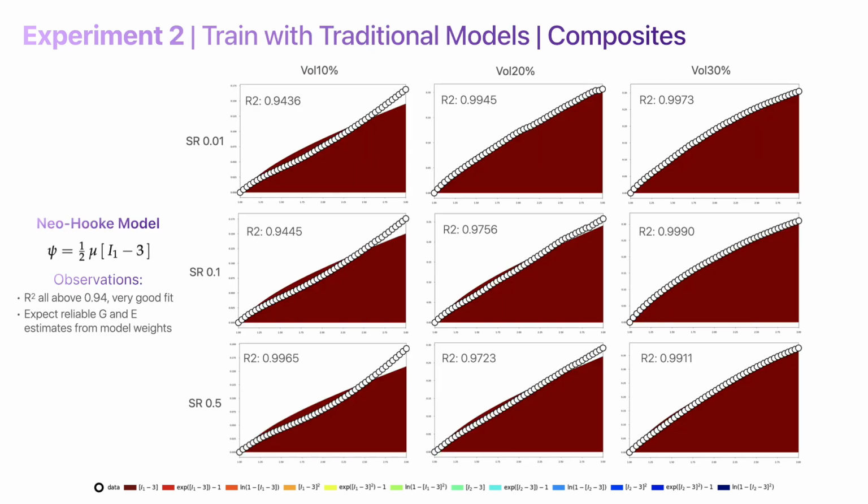We then tried different traditional models for rubber to approximate the elastic modulus from the weights. The first one is the neo-Hookean model, which uses only the first invariant term as shown in the equation on the left. Overall, we see R2 values all above 0.94. Thus, we expect reliable G and E estimates from this model.